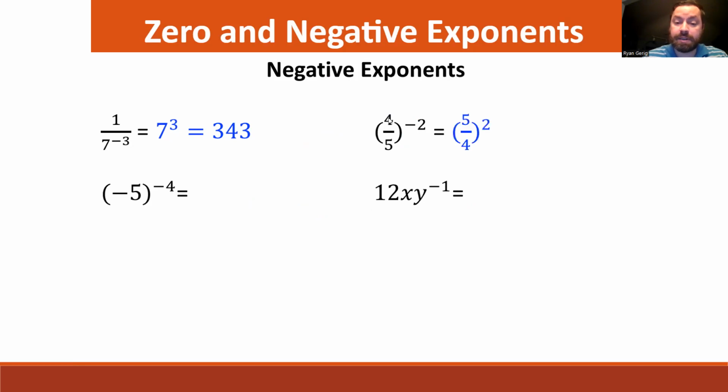4/5 to the negative 2nd. The negative exponent just means everything needs to switch where it's at. So the 5 goes to the top, and the 4 goes to the bottom. And now everything's happy. So that becomes 5 squared, which is 25, over 4 squared, which is 16.